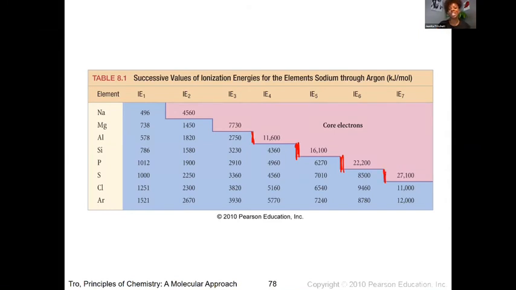So if you're given a set of data and you don't know what element you're dealing with, and you're asked to figure out how many valence electrons that element would have, you look for how many iterations it took before you see that huge jump. Where you see that huge jump, that is telling you where you're now dipping into the core electrons, and everything before that would represent your valence electrons.